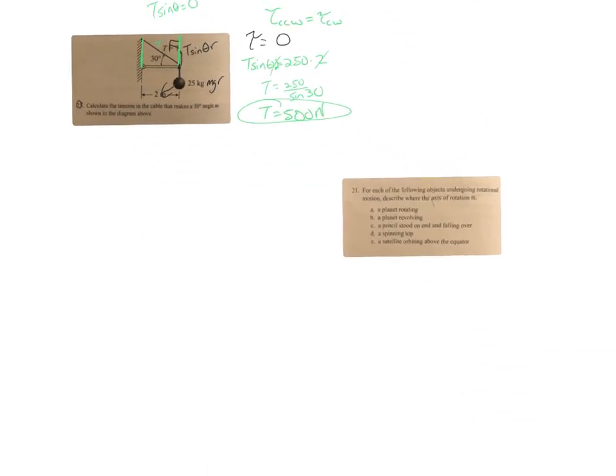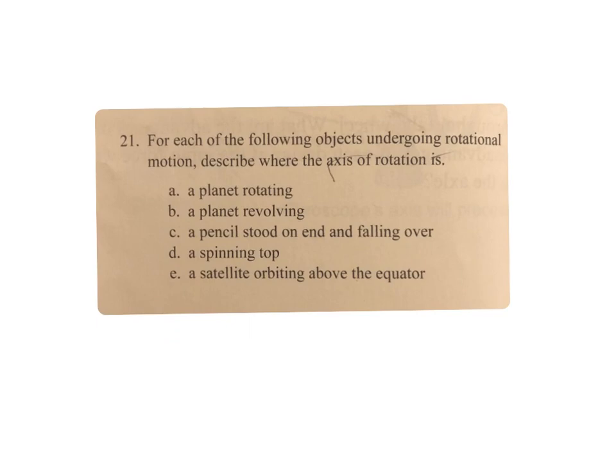All right, and then lastly, number 21, for each of the following objects undergoing rotational motion, where is the axis of rotation? So for a planet that's spinning around, the axis of rotation, well, that is a terrible sphere, but the axis of rotation is the one that's just through the middle of the planet. For a planet revolving, you would have the sun and the planet, and the axis of rotation would be the sun. A pencil stood on end and falling over. Whenever you have a pencil that's stood on end and then is falling over, the axis of rotation would be at the tip of the pencil.